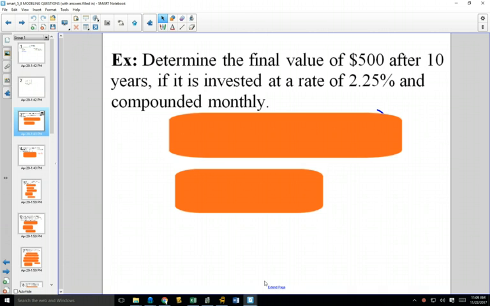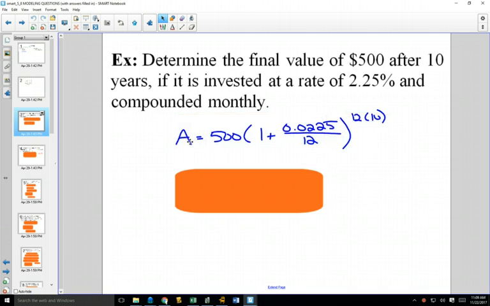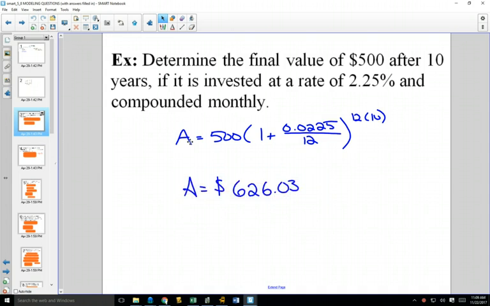So do a quick check. Did you plug everything into the formula correctly? Compounded monthly means that n is 12. The percentage as a decimal is 0.0225. You can type this all into your calculator all at once. Push enter. And $626.03. Give you another minute or 2 and we'll go over the next one.